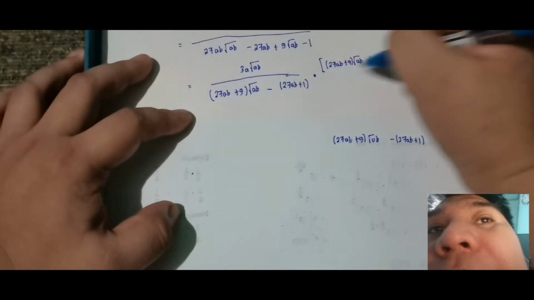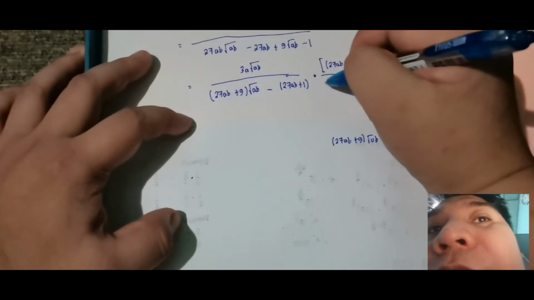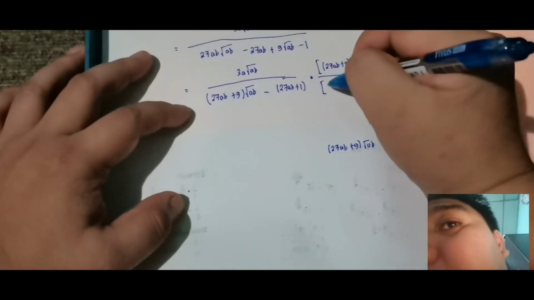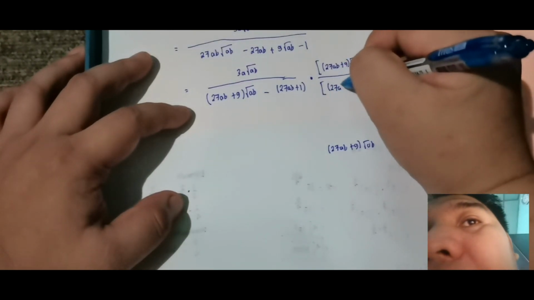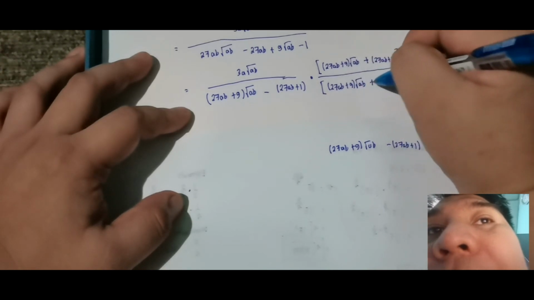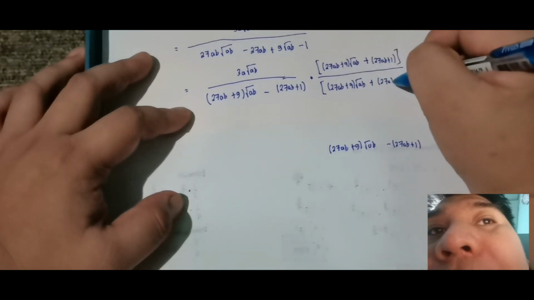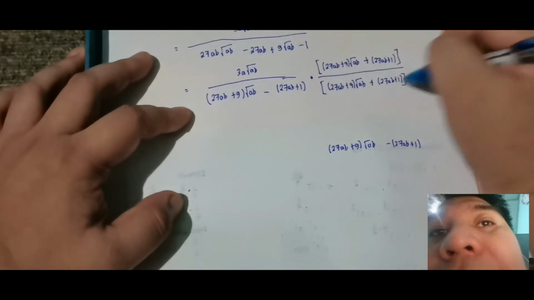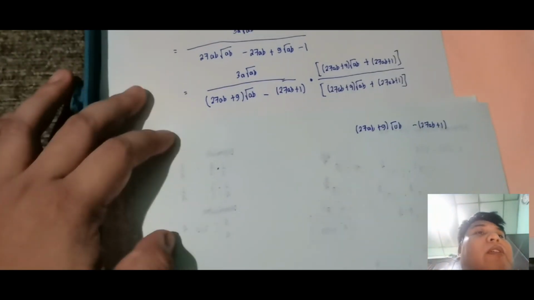Ganyan. Then, similar ganun ulit. Multiply ko lang siya sa ganun. So, this is 27 AB plus 9 square root of AB plus 27 AB plus 1. Okay, so, yan ko ba? Anong ginawa ko sa sarili ko?